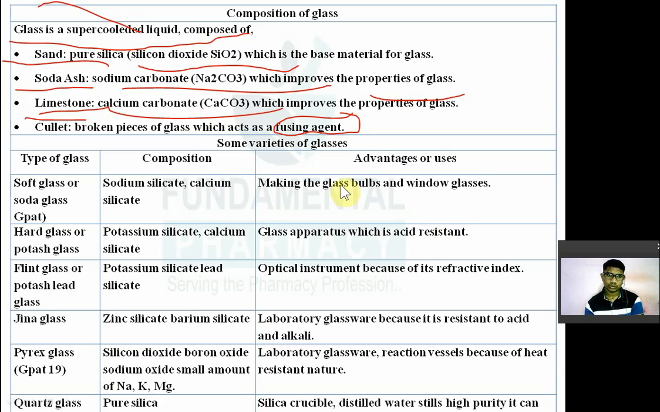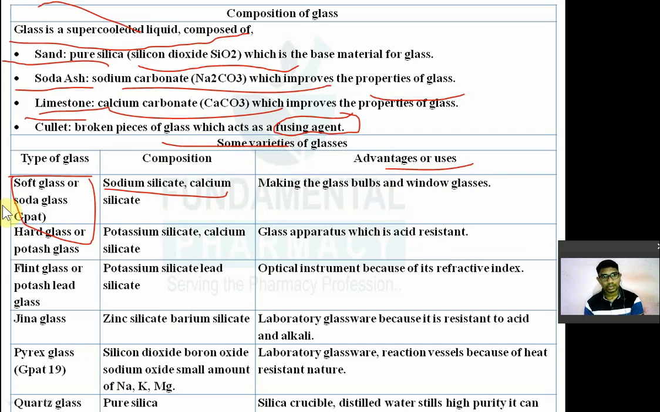Questions have come on this in various kinds of exams, on types of some varieties of glasses. So type of glass, composition, and advantage or use. First one is soft glass or soda glass. It is made of sodium silicate and calcium silicate.